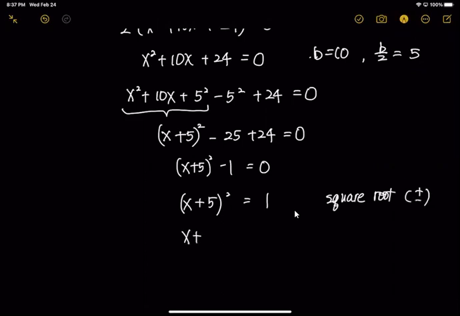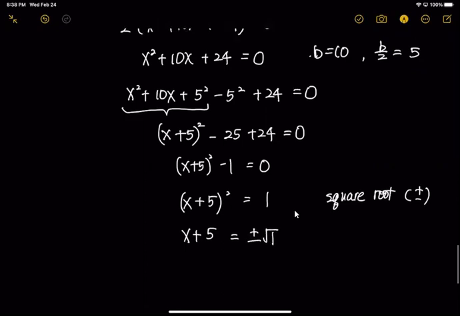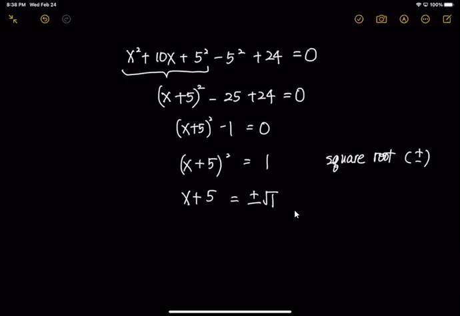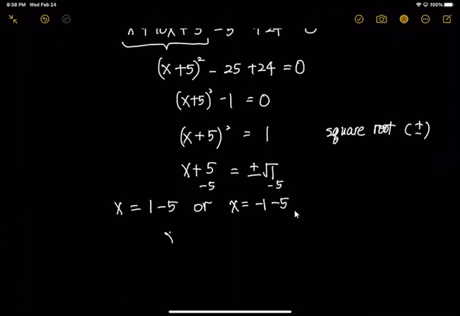So I have x plus 5 equals positive and negative square root of 1. Square root of 1 is equal to what? It's equal to 1. So we have either x equals positive 1 minus 5 or x equals -1 minus 5. Because in here you want to subtract 5 on both sides. So our x is equal to -4 or x is equal to -6.